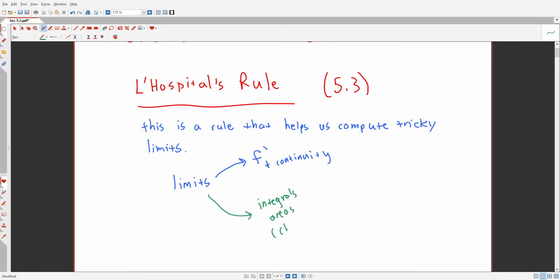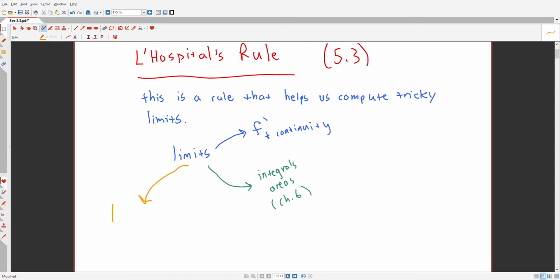So that's chapter 6. But something kind of interesting is happening right now. Had we just stayed talking about limits from day one, we could have asked questions like, how do I take the limit, say, as x goes to 0 of something like x to the x? How on earth are we going to do this? None of the ways we first talked about using limits help us compute this.